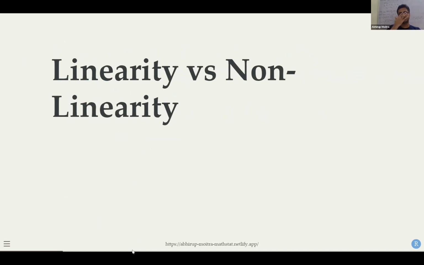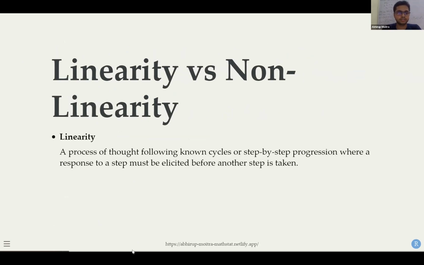We'll discuss linearity versus nonlinearity. So what do you mean by linearity? Linearity is a process of thought following known cycles or step-by-step progression, where a response to a step must be elicited before another step is taken. This is my own understanding I'm sharing with you guys, so there might be other opinions, which they can share after my talk.